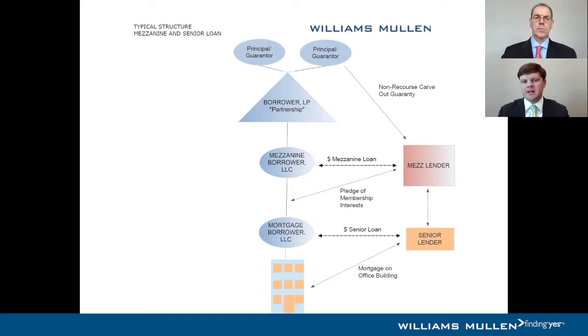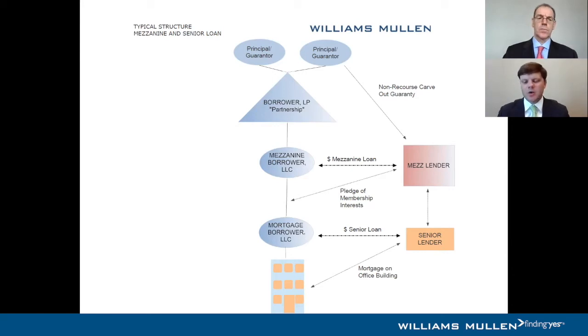So if you think about it sort of abstractly, the value of the mezzanine collateral directly depends on the value of the underlying real estate, since the mezzanine borrower has no tangible income producing assets other than its interest in and distributions that it receives from the senior borrower. So if the value of the real estate exceeds the amount of the senior loan, then the mezzanine collateral has at least some value.